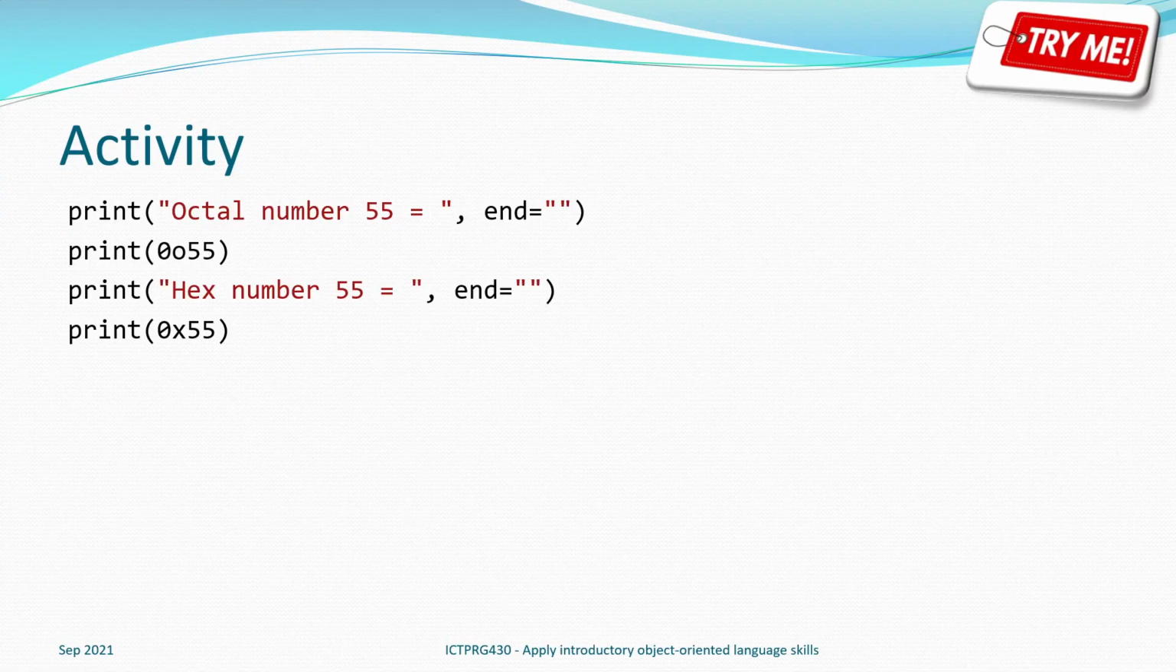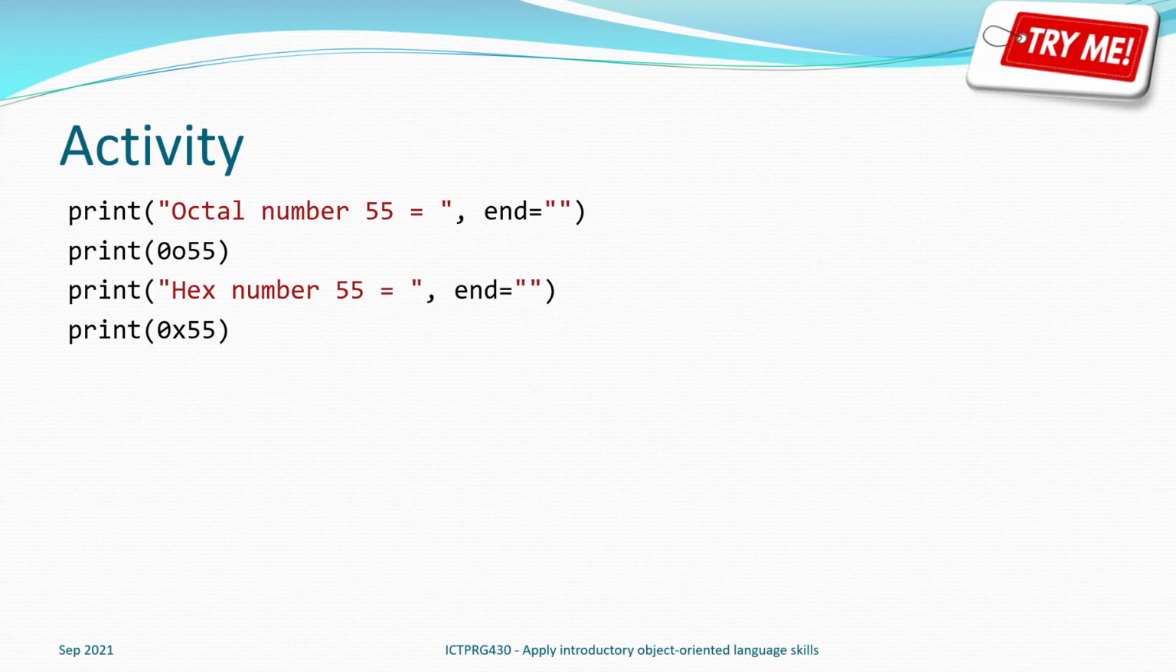So, as a jump out again, I'd like you to do the activity of printing out a value in octal and hexadecimal. So what is the decimal value of 55 in octal and hex? Now, I'll give you a hint. Octal is base 8, so it's going to be lower than 55. Hex is base 16, so it's going to be larger than 55. We know this because decimal is base 10.